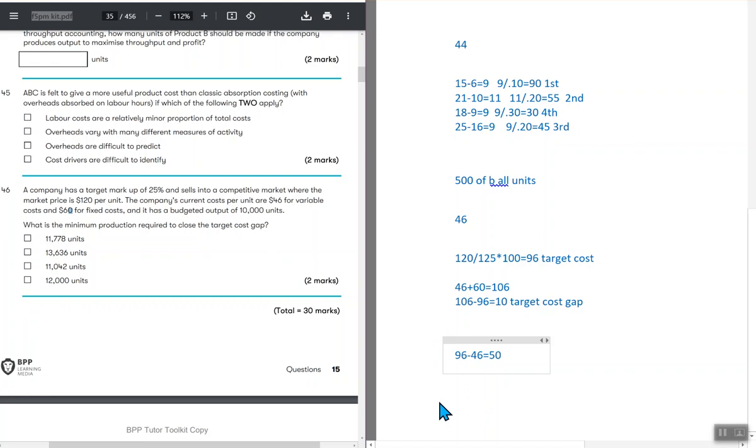Our current fixed cost is 60 and it is based on 10,000 units. It means it is 600,000. If we take 600,000 and divide it by 50, it will give us that number of units. So at 12,000 units, our fixed cost is going to be 50 per unit, and that is where we will be able to achieve our target cost gap. So yes, indeed a very tricky question.